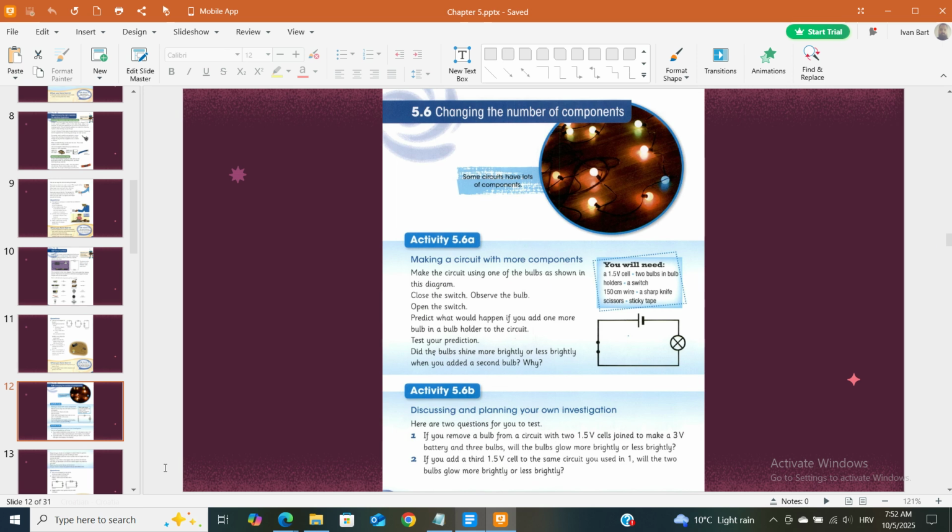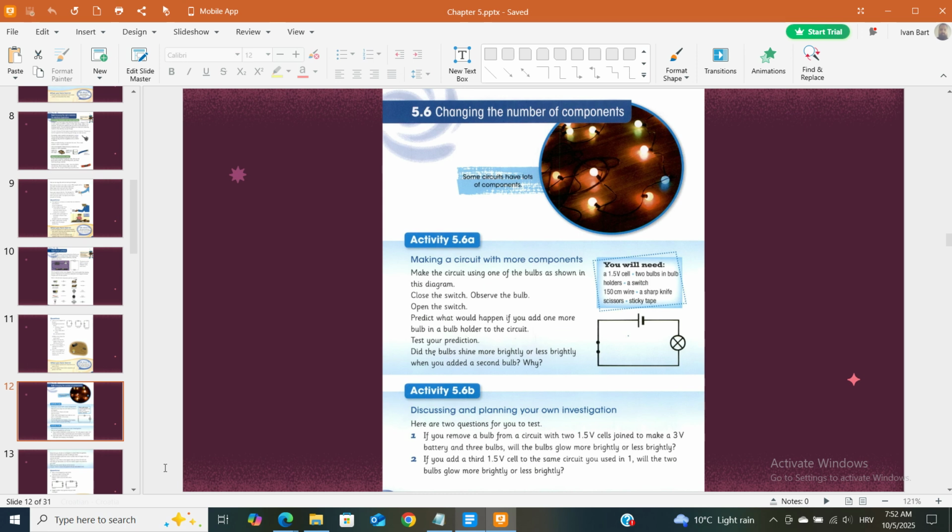Why? Activity 5.6b. You will need a 1.5 volt cell, 2 bulbs in bulb holders, a switch, 150 centimeters of wire, a sharp knife, scissors, sticky tape. Discussing and planning your own investigation. Here are 2 questions for you to test.